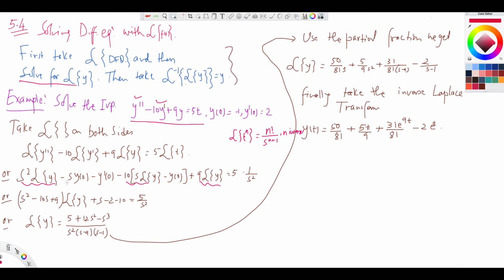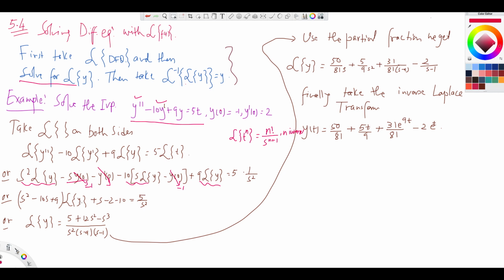And see here, what is the value of this one? y at 0 is -1, so negative s times -1 is positive s. y prime at 0 is positive 2, but there is a negative on y prime at 0, so -2. And then negative 10 times negative y(0), where y at 0 is -1, so negative times negative is positive, and negative 10 times positive 1 will be -10, and this equals 5 over s squared.